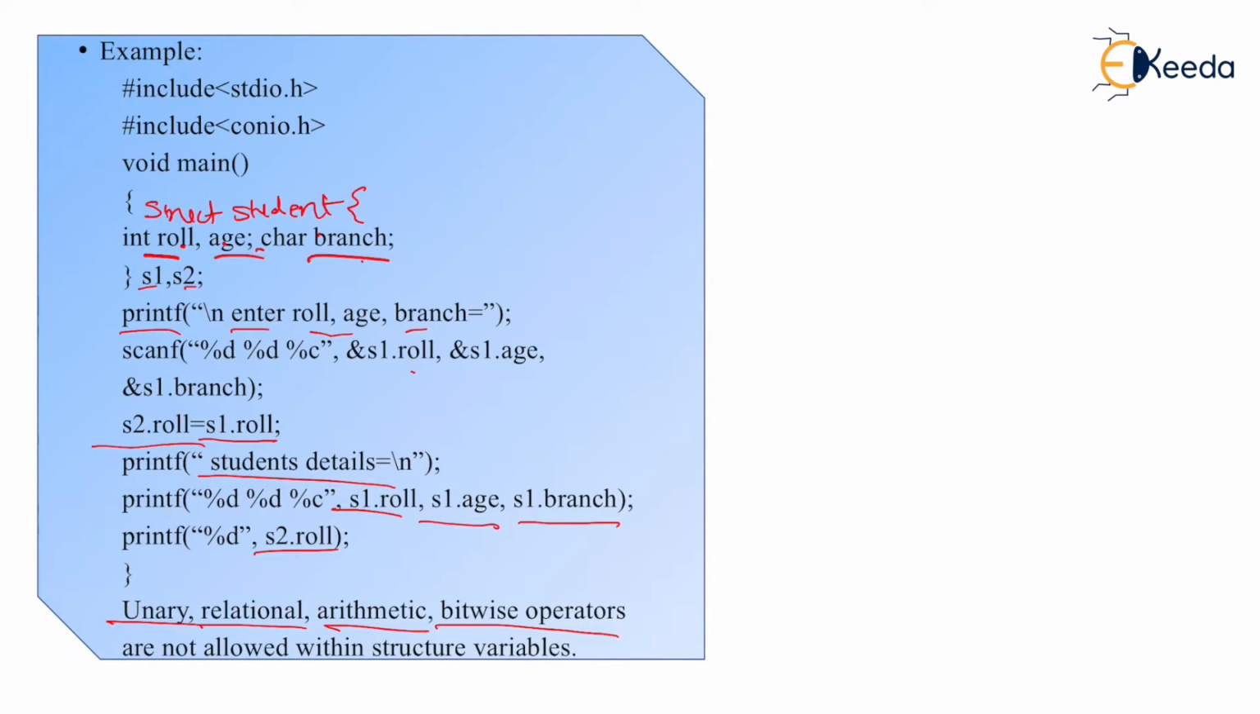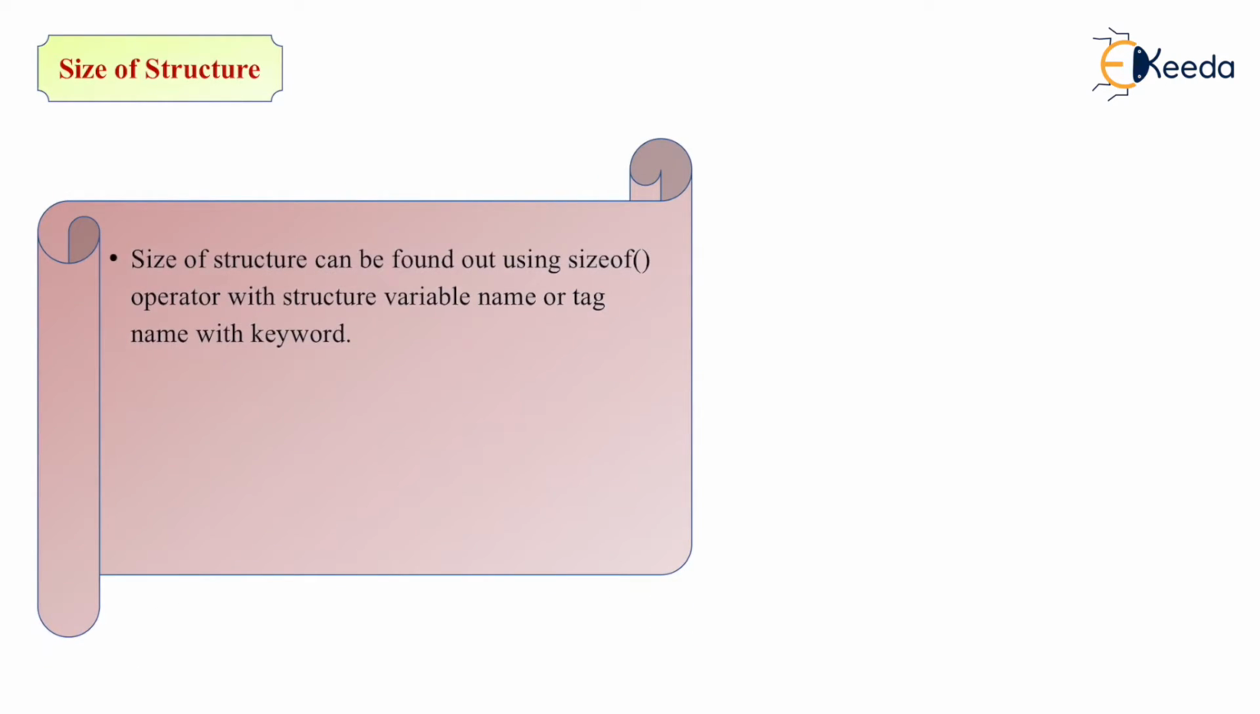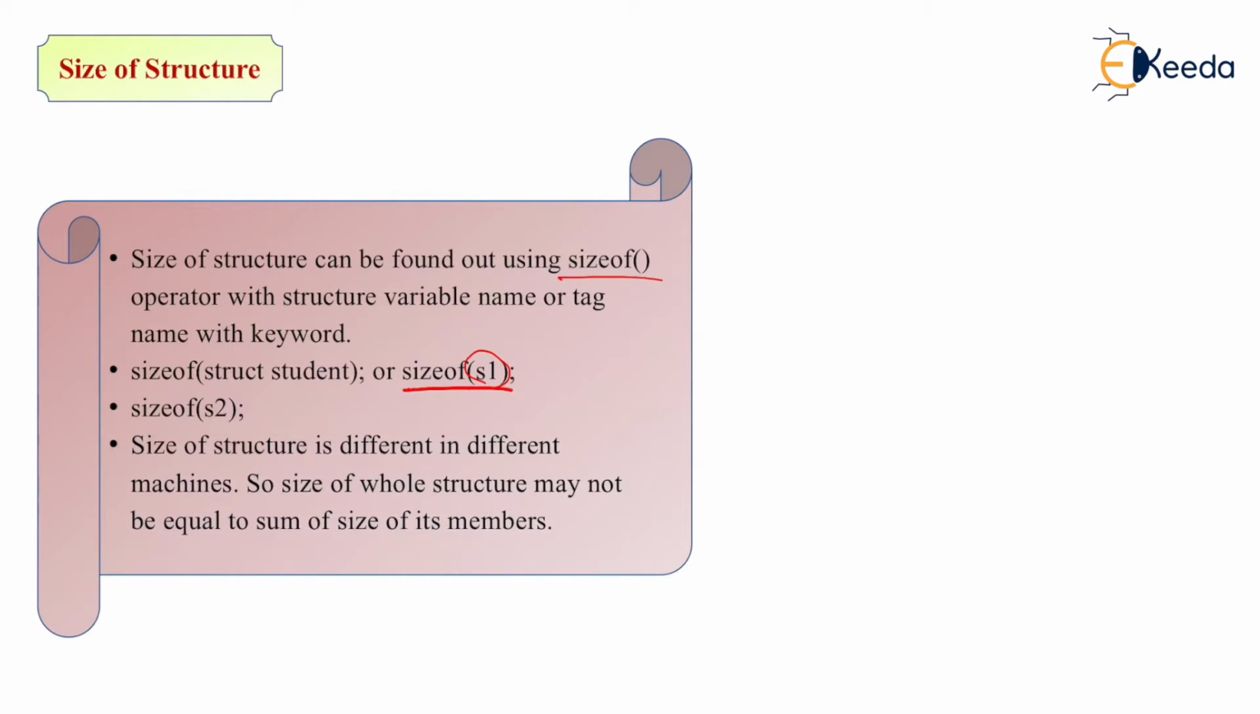That's it. Next, size of a structure. So the size of a structure can be found using the sizeof operator, which we have already learned in the types of operators, with a structure variable name or a tag. Sizeof struct student or sizeof s1. So you will get the size of variable s1, sizeof s2. Size of a structure is different on different machines. So the size of the whole structure may not be equal to the size of its members. Fine.